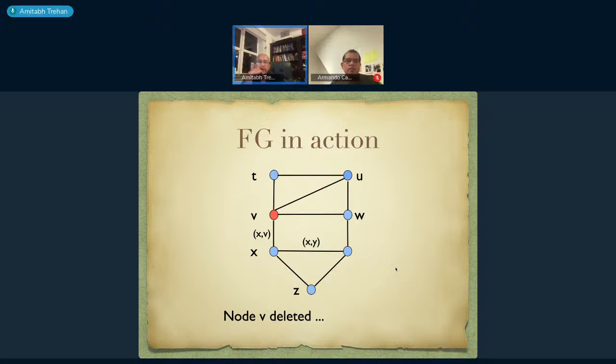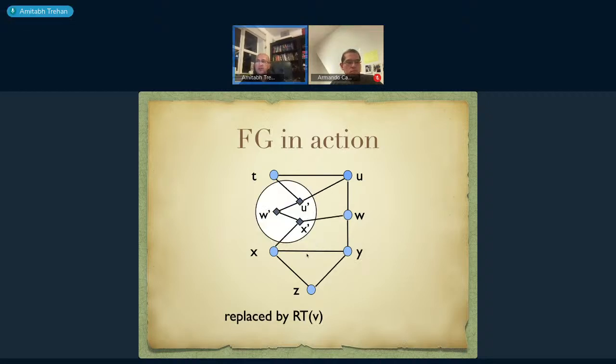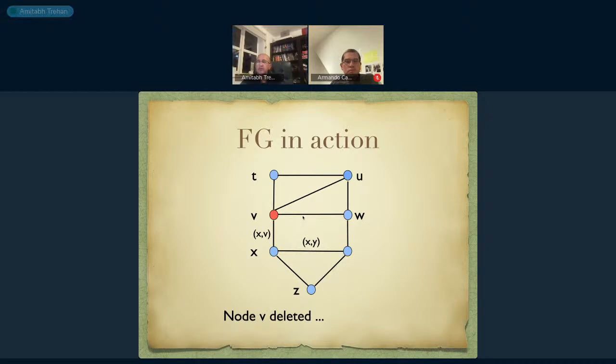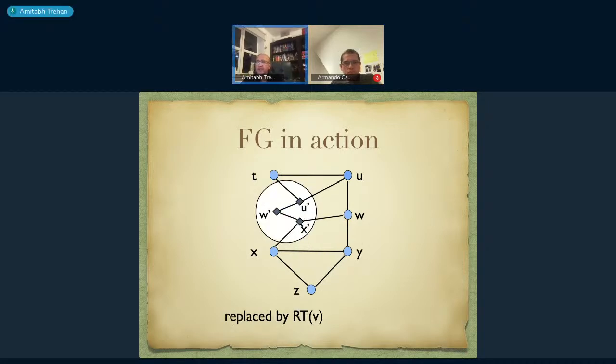So now you can also compare how the Forgiving Graph works with the Forgiving Tree. Here, if you have a node V which is deleted, see, there is an edge XV. You can also look at this edge XY just for understanding. Now all of the neighbors of V contribute a virtual node. So U contributes U dash, X contributes X dash, W contributes W dash. But T does not actually contribute. So you don't need all of them, you need just one less, because it's just another binary tree here. Now you replace it by an RT of V.